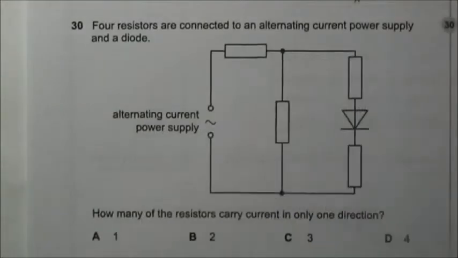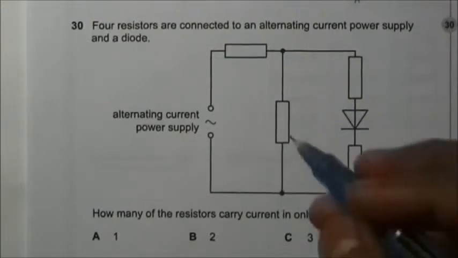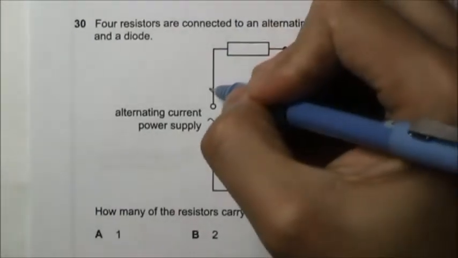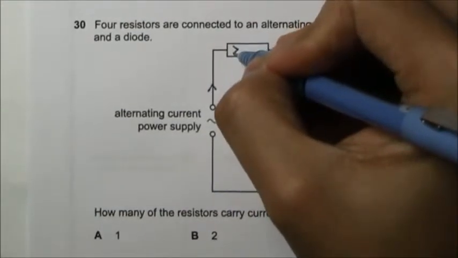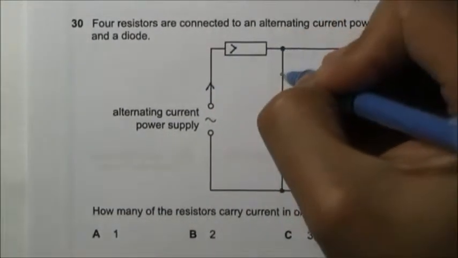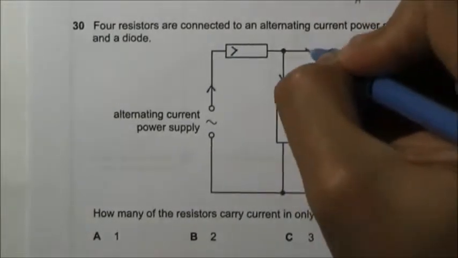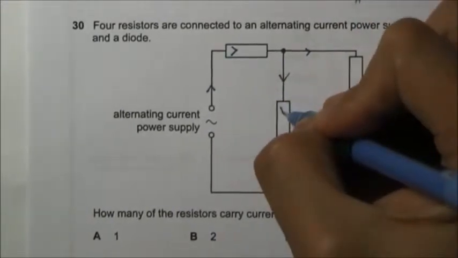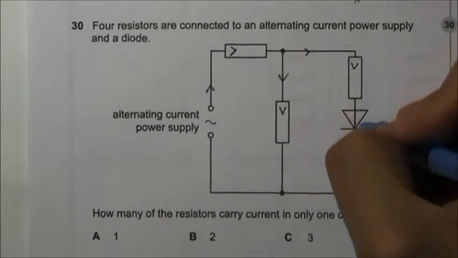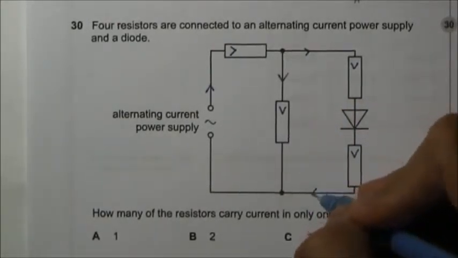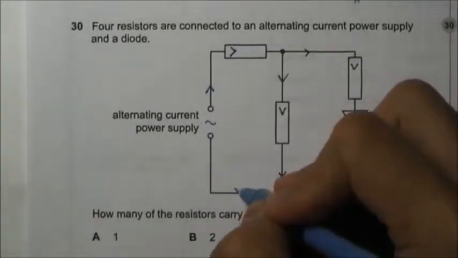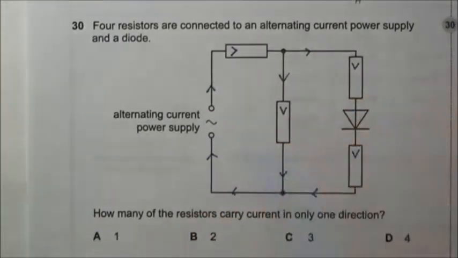Okay, to solve this question, let us trace the current flow. Let's imagine that the current is flowing in this direction first. The current will be flowing in this direction across this resistor. Then when it comes here, it will split up into 2, and the current will be going in this direction, this direction, this direction across the resistor. Then they will merge back and go back to the power supply.